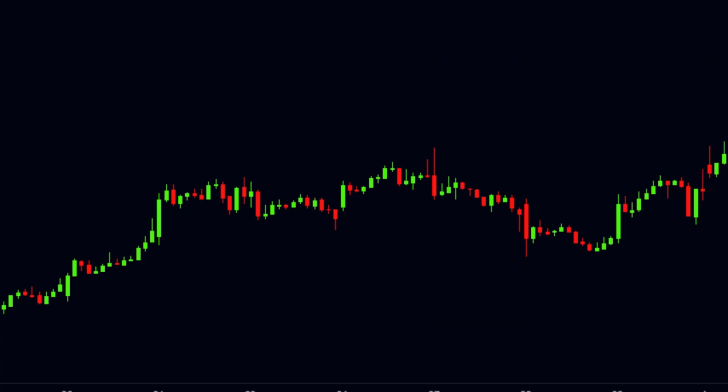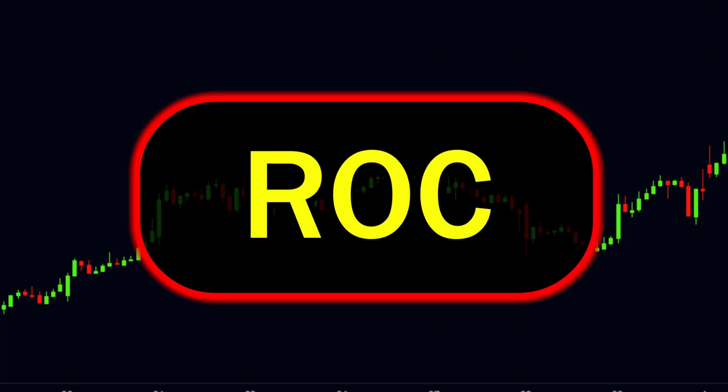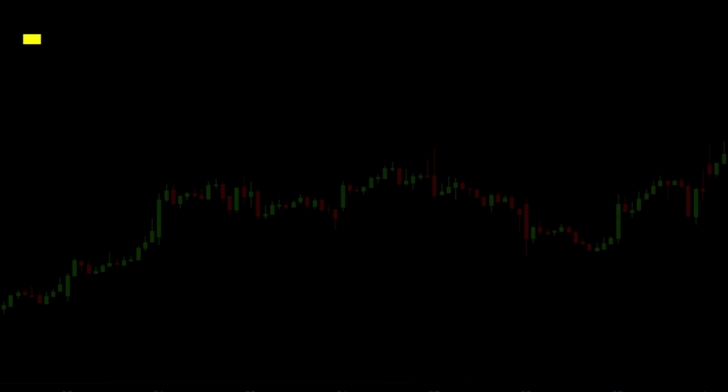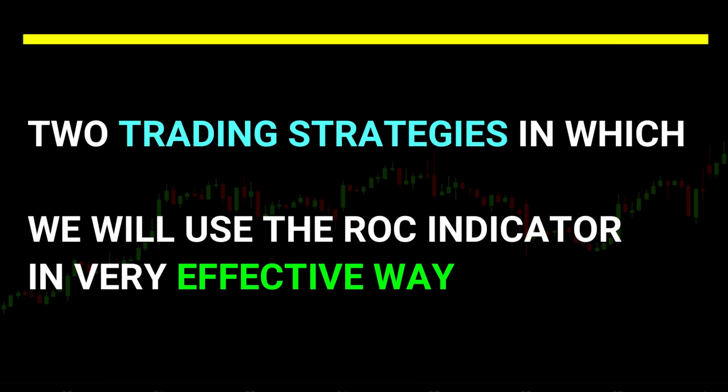Today, I will explain about the ROC indicator. It can be used along with other indicators for high accuracy. I will also explain about the two trading strategies in which we will use the ROC indicator in a very effective way.